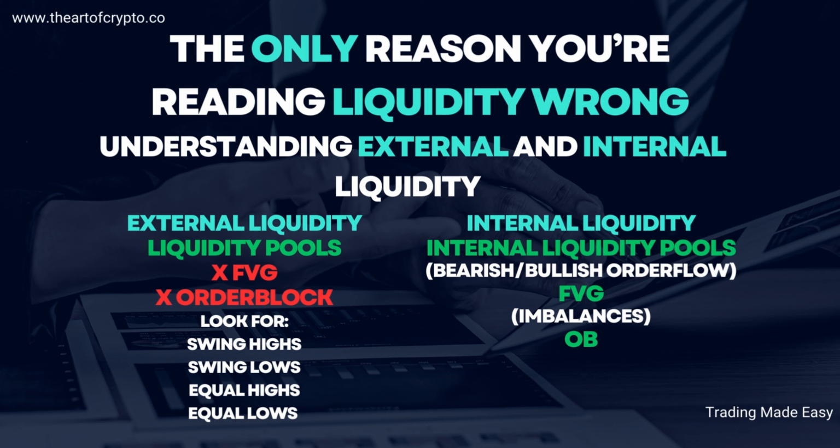Now, most of the time, the reason why you read liquidity wrongly is because you are using internal liquidity, stuff that is supposed to be considered internal liquidity, such as fair value gaps, such as order blocks, or even just internal swing highs and swing lows, in order to determine the direction. Let me give you an example.